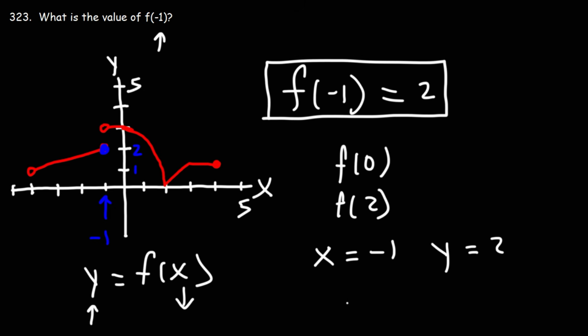For the sake of practice, what is the value of f of 0 and f of 2 and f of 3? So f of 0, this is when x is 0. If we locate the graph, it touches the y value at 3. So f of 0 is 3.